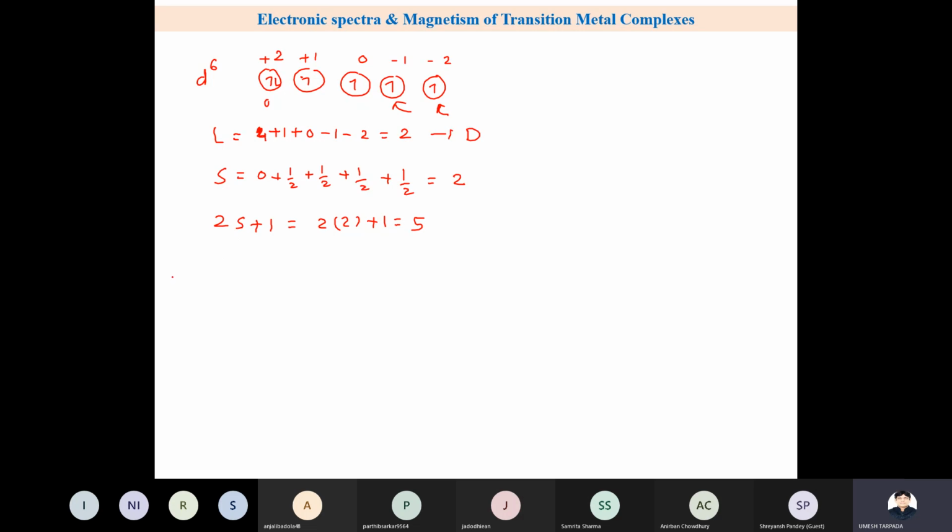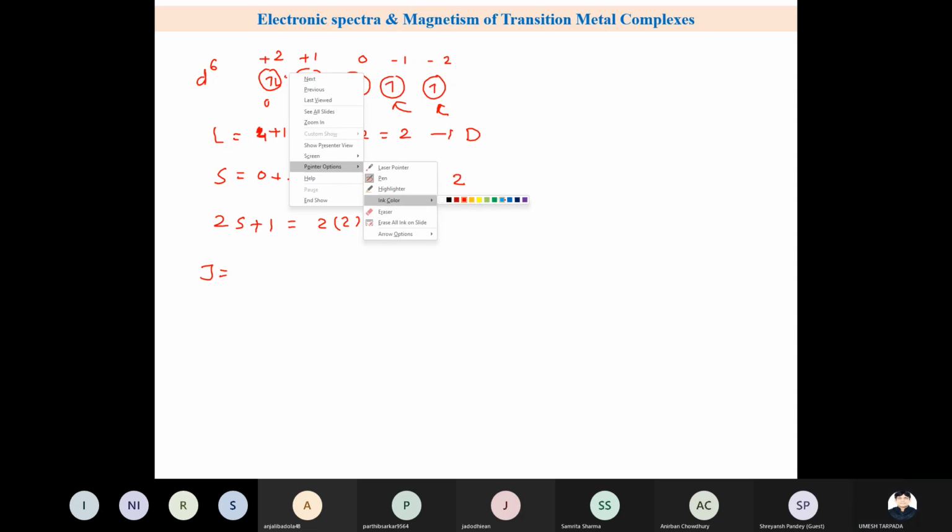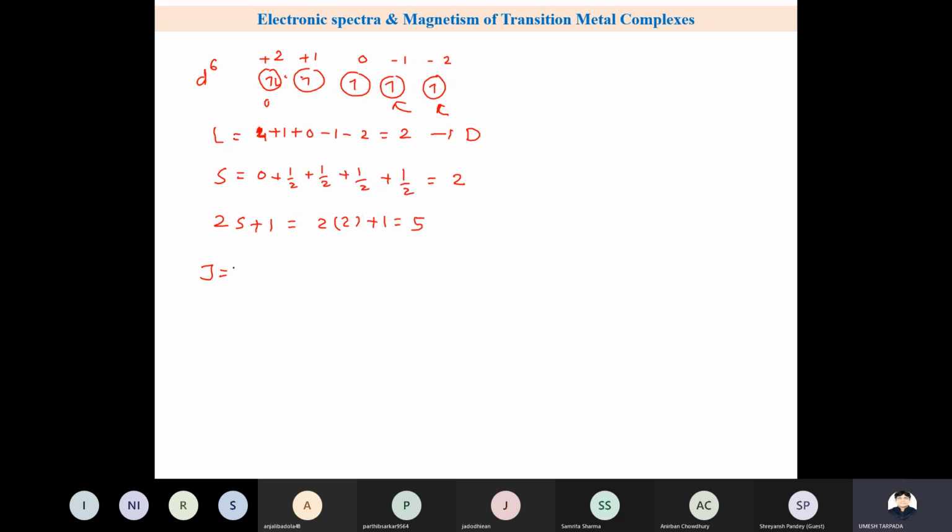Now what about the possible J values? For L plus S, the L value is 2 and the S value is also 2. Both are 2, so L plus S is 4. Then L minus S is 2 minus 2, which is 0. Then you write down the possible values by subtracting 1 up to 0. So 4, then 4 minus 1 is 3, then 2, then 1, and then 0. These are the possible values.